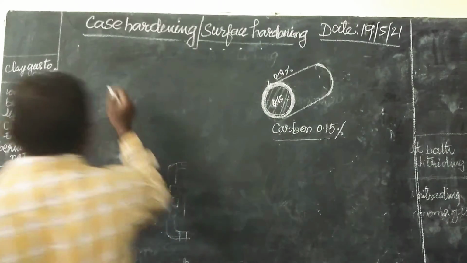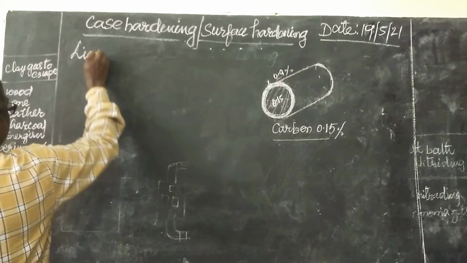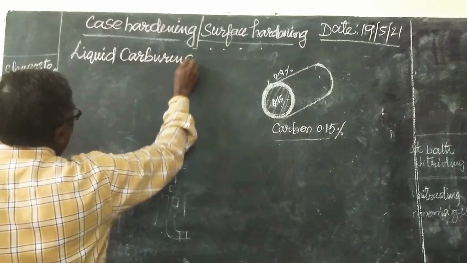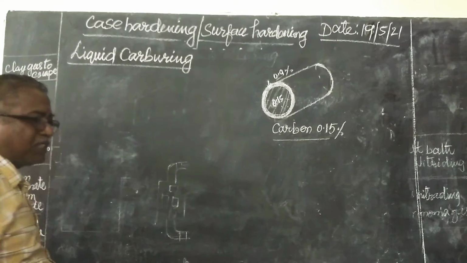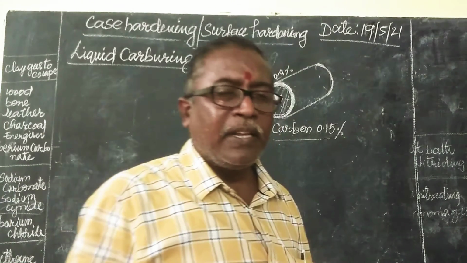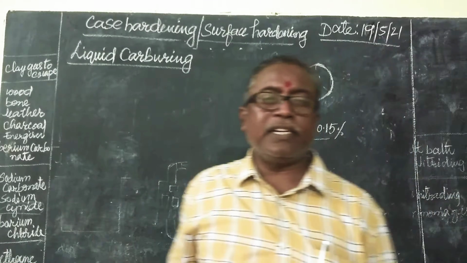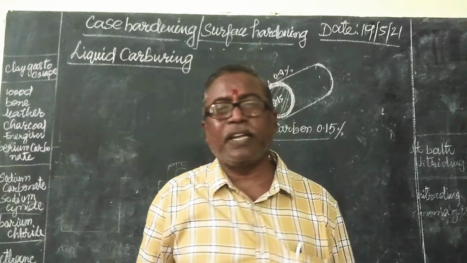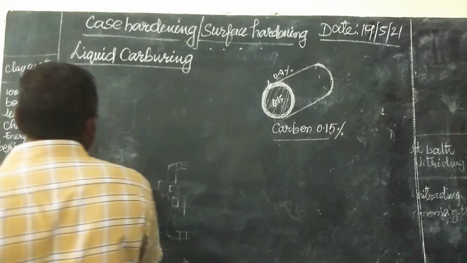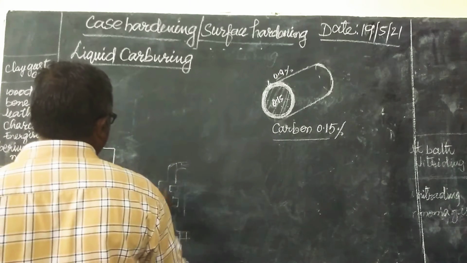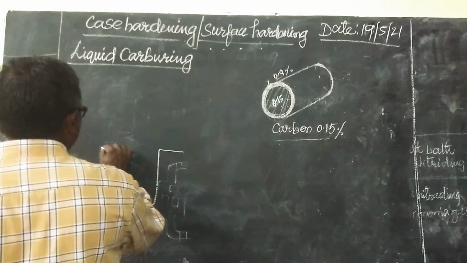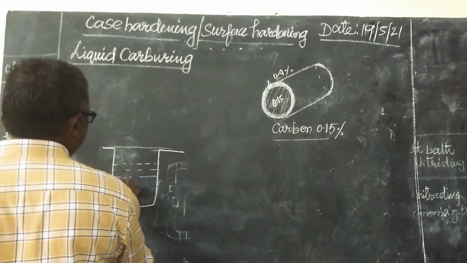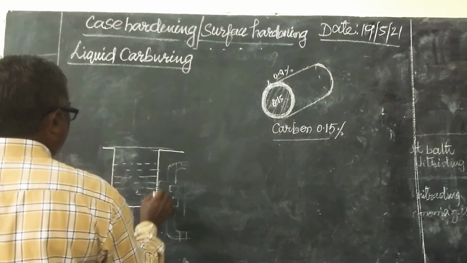Then the second one is liquid carburizing. In liquid carburizing, the process will not be like that. This is a bath, just like a salt bath. For example, the container will be there, like this. In this container, the material will be there. So what are the materials inside this?